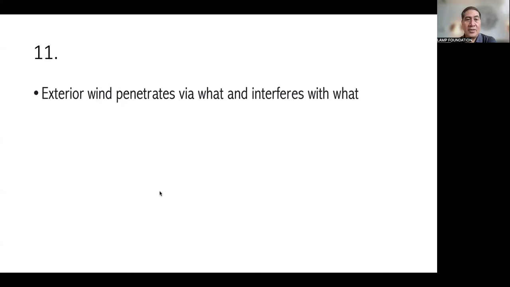Exterior wind penetrates via what and interferes with what? It penetrates via the skin and interferes with the circulation of Wei Qi in the space between skin and muscles. So the exterior wind will penetrate via the skin, and this will impair the circulation of the Wei Qi, which is located in the space between the skin and muscles.